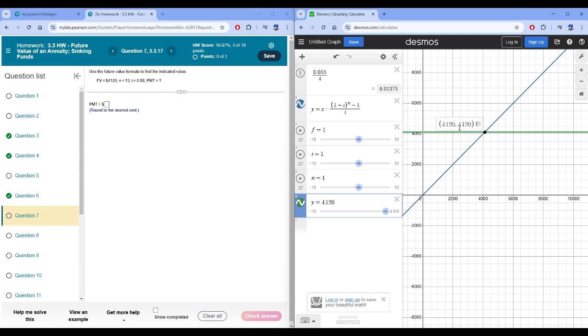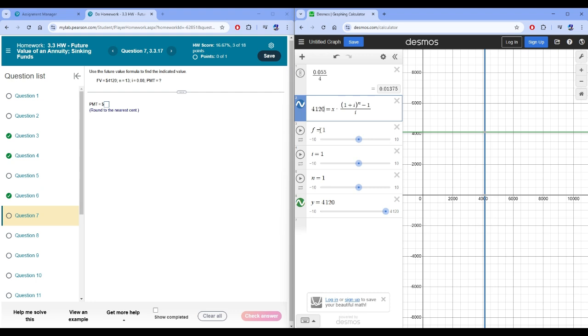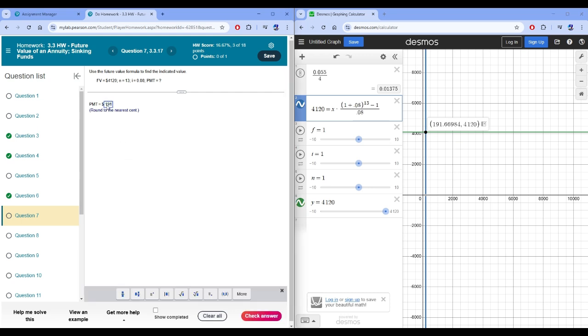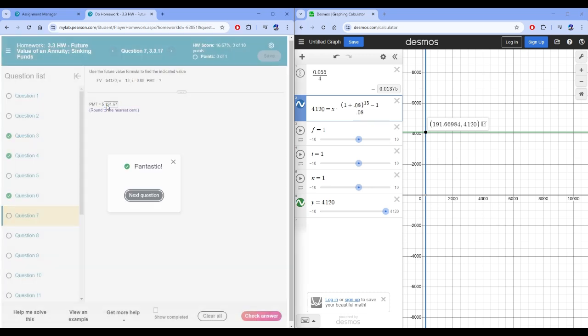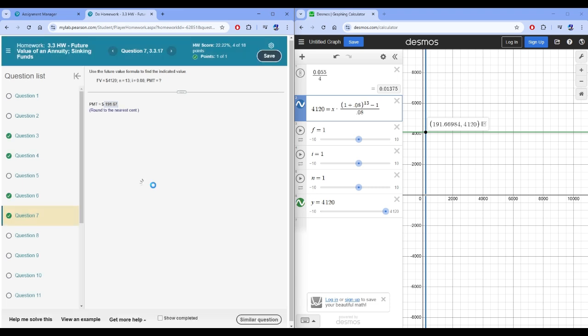So n is 13, minus 1, I is 0.08, and down there is also 0.08. The payment is $191.67. Cool.